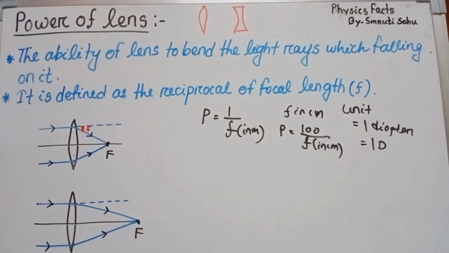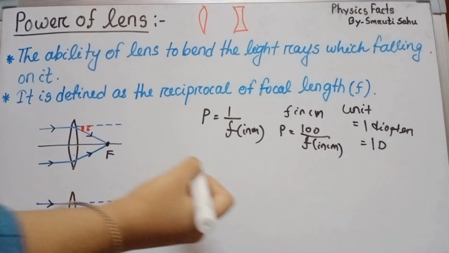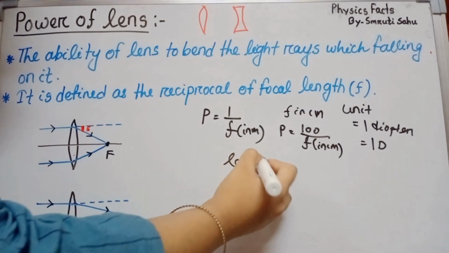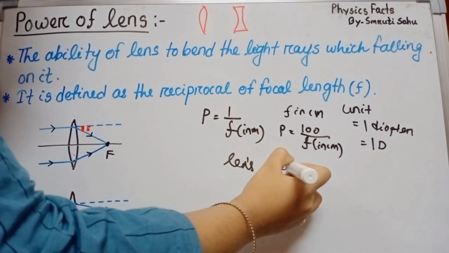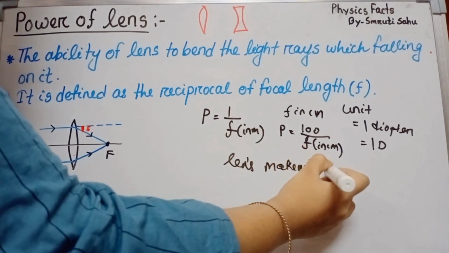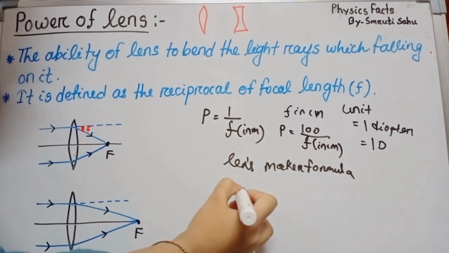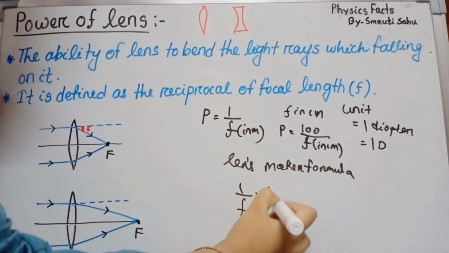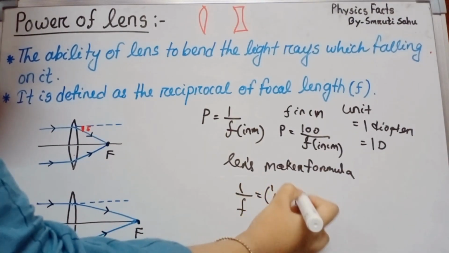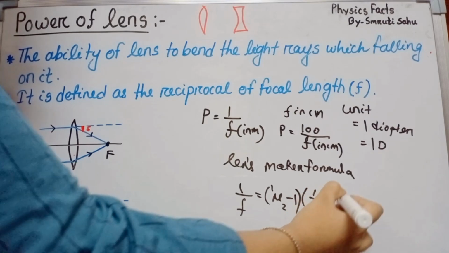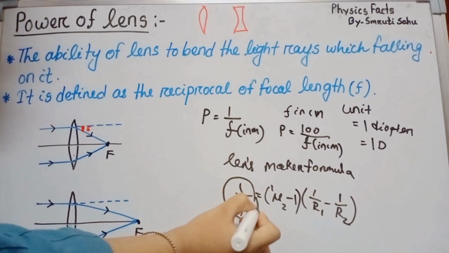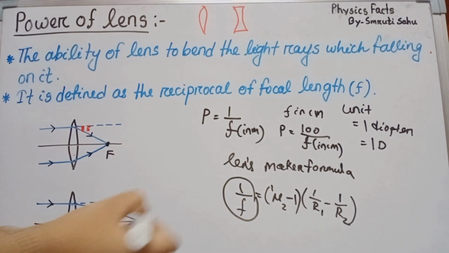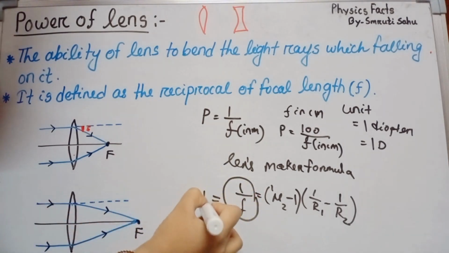Okay, next we know the lens maker formula: 1 by F equals (mu 2 1 minus 1) times (1 by R1 minus 1 by R2). So here that 1 by F is the power of the lens. That 1 by F is equal to P.